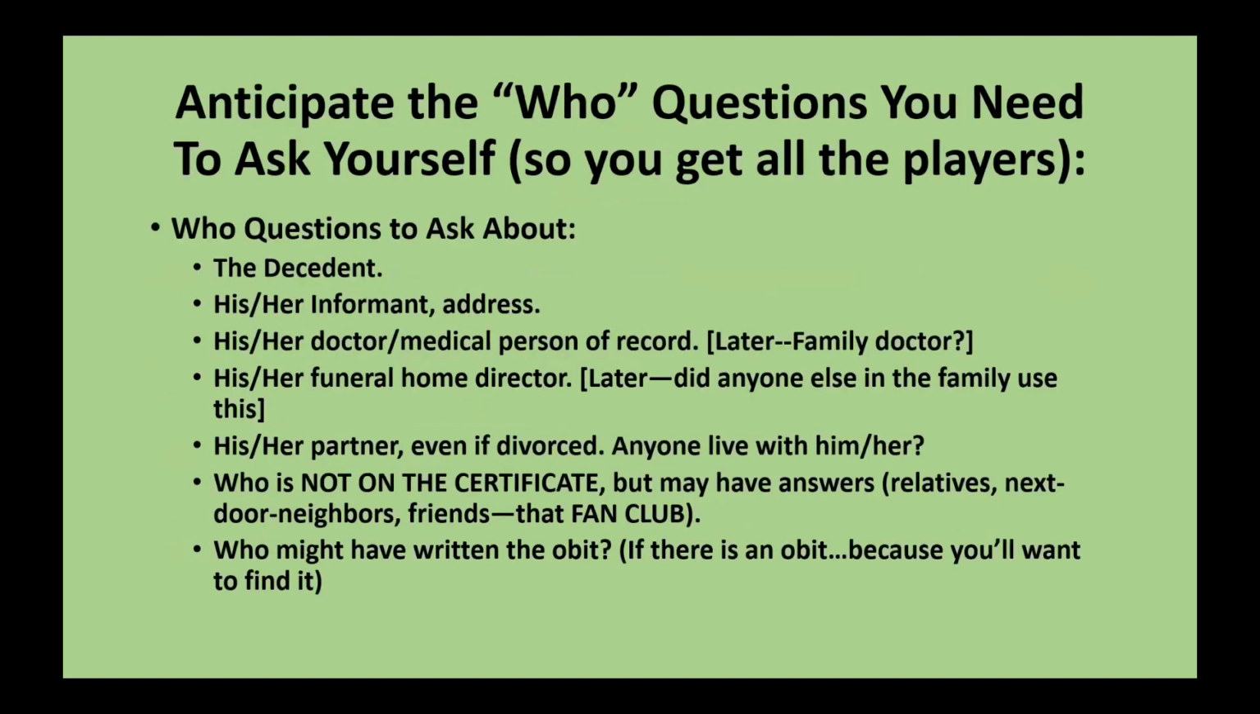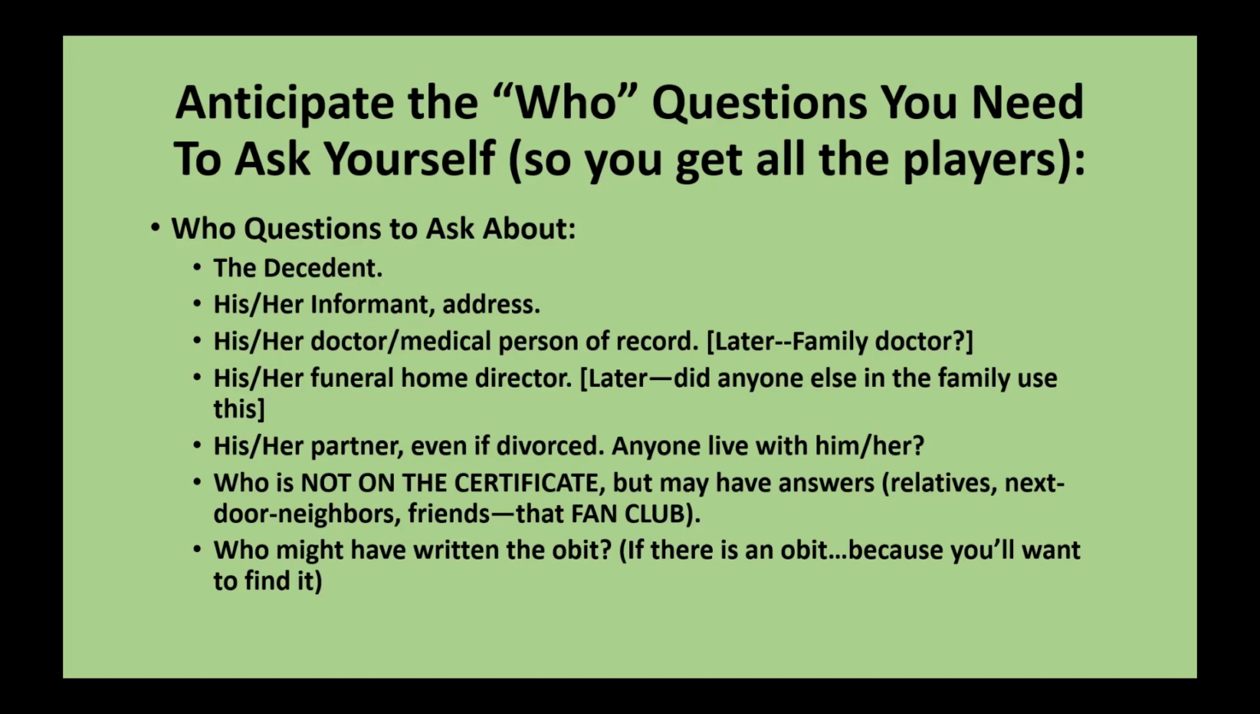So you're going to anticipate the who questions. The who questions are those about the decedent, the person who died, his or her informant. I always want to look for that and make sure that I get that down. And the address of that informant, his or her doctor or medical person of record, the funeral home director, because later on you're going to want to say, did anyone else in the family use this same funeral home or one that went on from here?